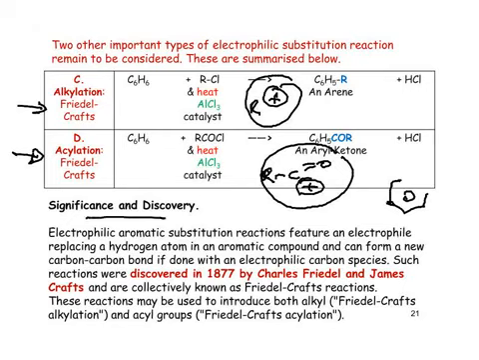Significance: electrophilic aromatic substitution reactions feature an electrophile replacing a hydrogen atom on the aromatic compound and can form a new carbon-carbon bond if done with an electrophilic carbon species. In other words, some carbon species with a positive charge. Such reactions were discovered in 1877 by Charles Friedel and James Crafts and are collectively known as Friedel-Crafts reactions. These reactions may be used to introduce both alkyl groups, Friedel-Crafts alkylation, and acyl groups, Friedel-Crafts acylation.